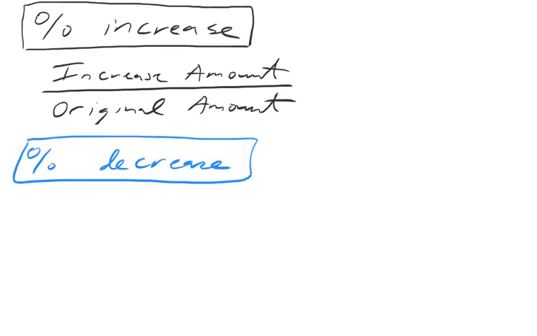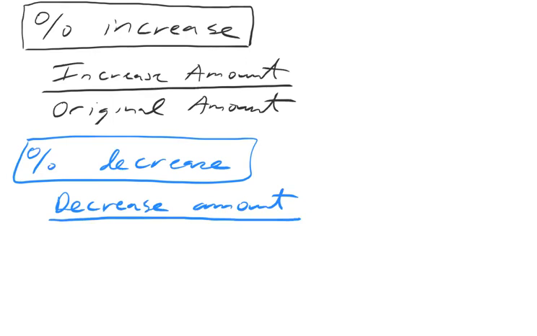We're decreasing the price. That would be the decrease amount divided by the original amount. So the increase amount divided by the original, and then the decrease amount divided by the original. Let's do a couple examples here.